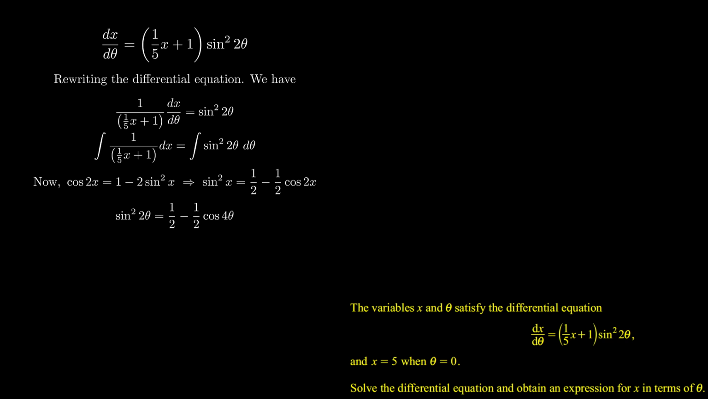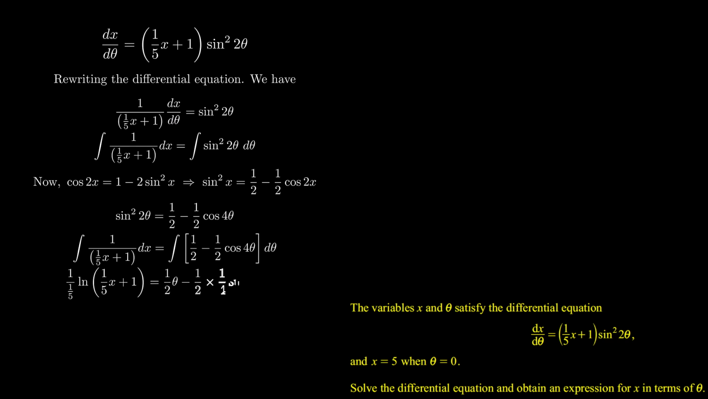So replacing this in the differential equation, we get the integral of (5x plus 1) dx equals the integral of half minus half cosine 4 theta d theta. Integrating which, because the coefficient of x is 5, we get 1 over 5 times ln(5x plus 1) equals half theta minus 1 over 2 times 1 over 4 times sine 4 theta plus c, constant of integration, which we can rewrite as 5 times ln(5x plus 1) equals theta upon 2 minus 1 upon 8 sine 4 theta plus c.